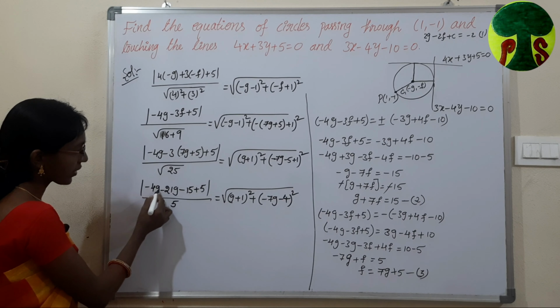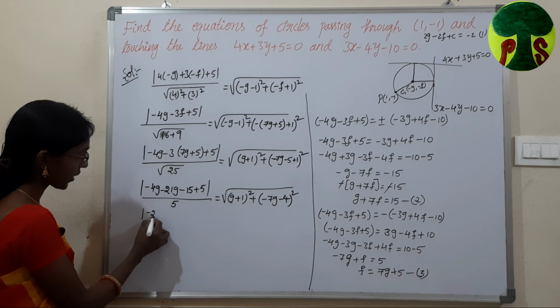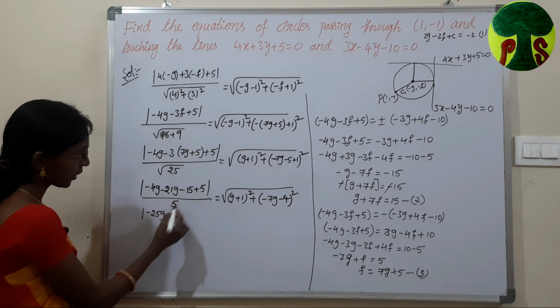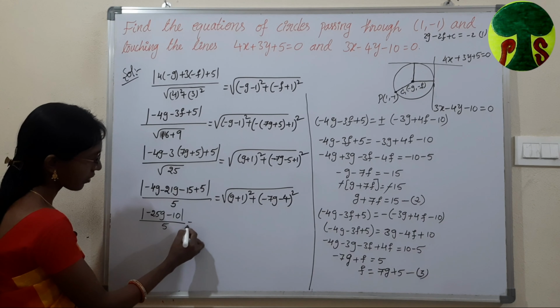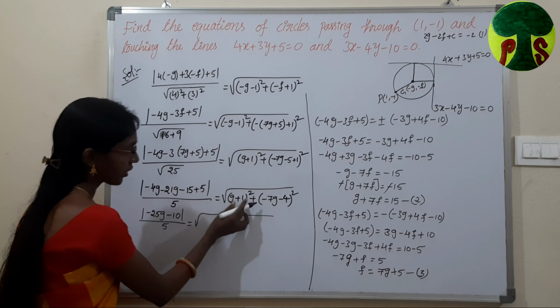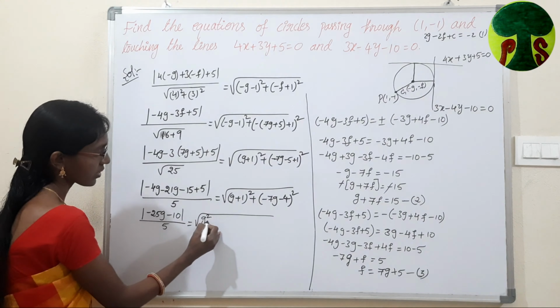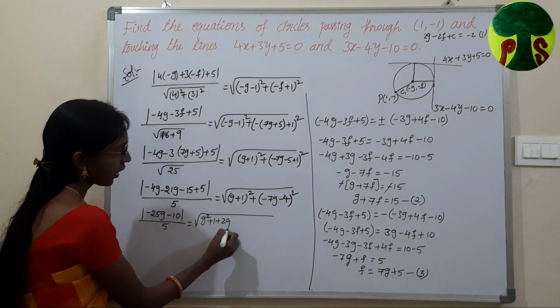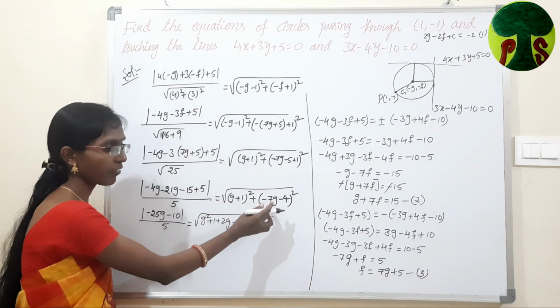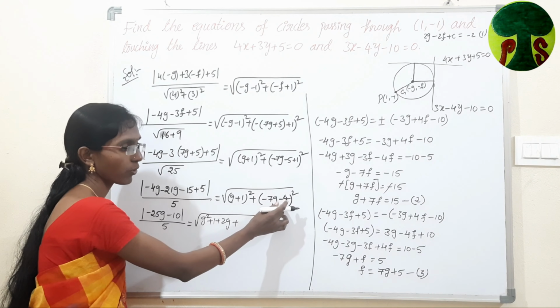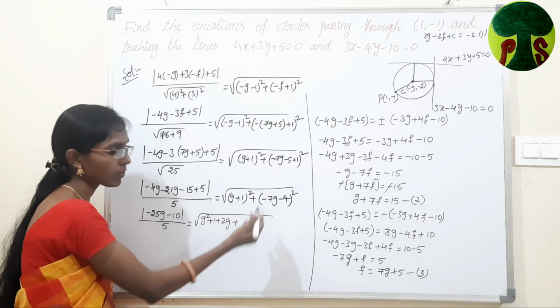Modulus of minus 4g minus 2, that is minus 4g minus 21 means we will get minus 25g minus 15 plus 5 is minus 10, divided by 5, is equal to square root of, here we have to apply the (a plus b) whole square formula, means g square plus 1 plus 2g, and taking minus 1 common, minus 1 whole square is plus 1, then we will get plus 7g plus 4 whole square.